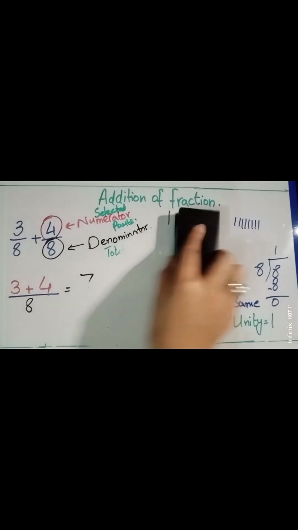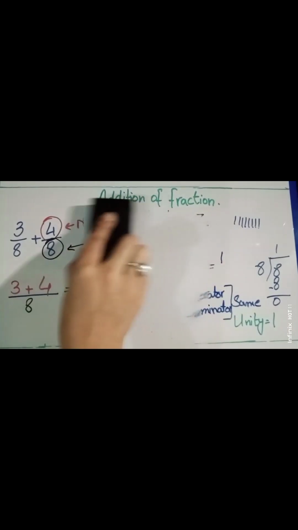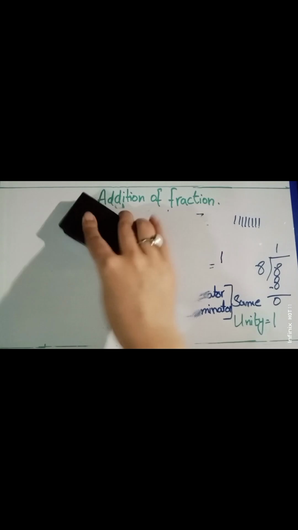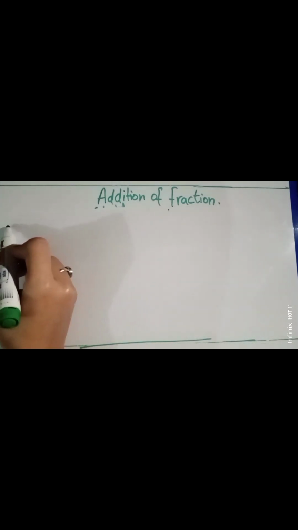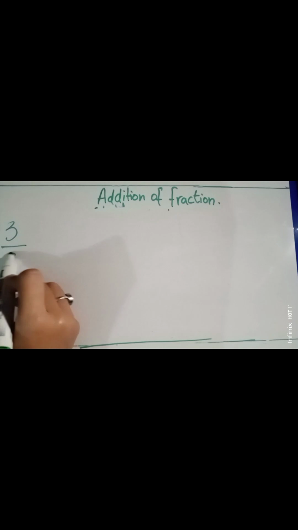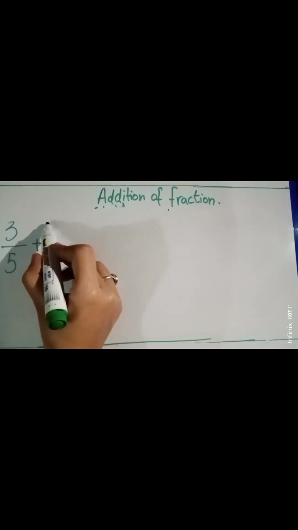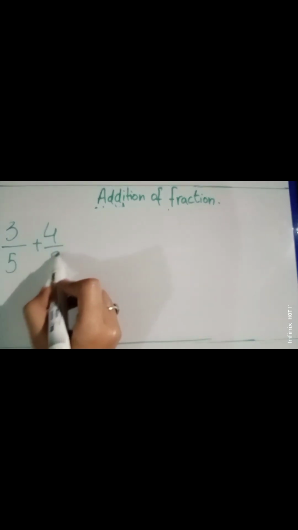Now let's talk about addition of fractions if we have different denominators. Sometimes it happens that the denominator is not the same, it's different. So let's check this. For example, we have 3 by 5 plus 4 by 3. As you can see here, the denominator is not the same on both sides.